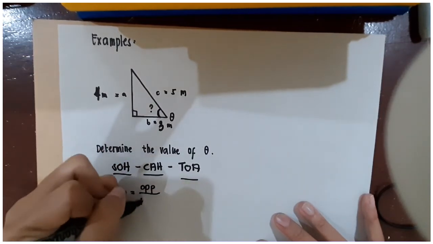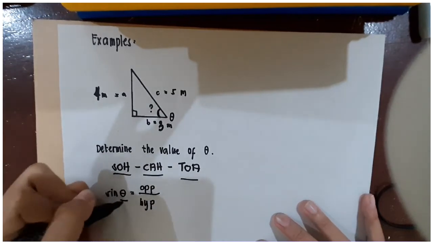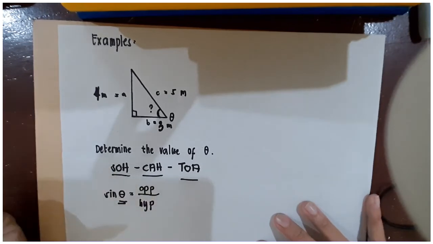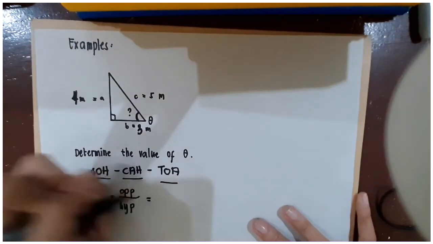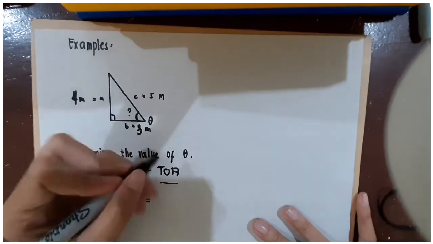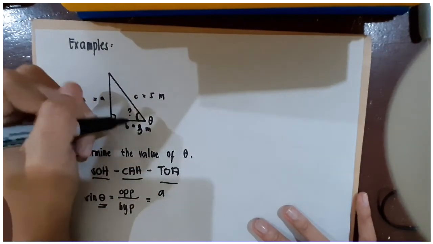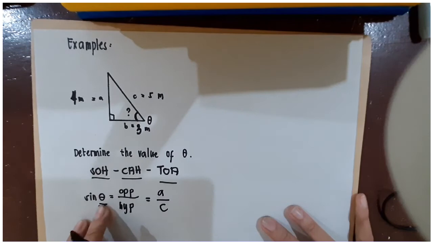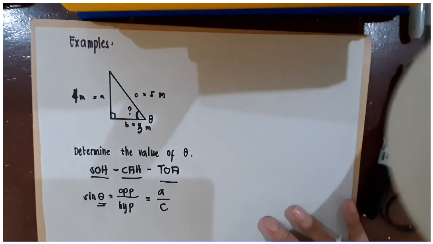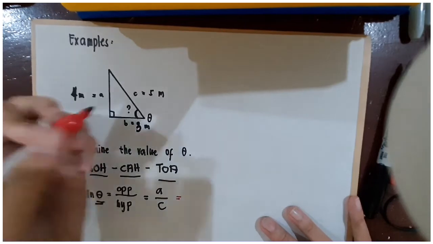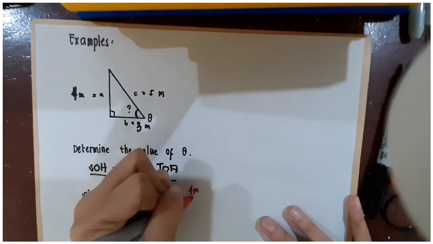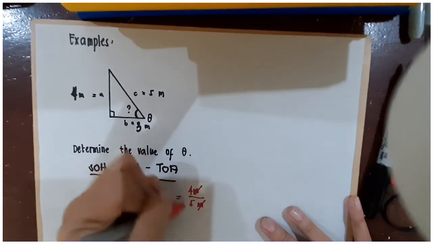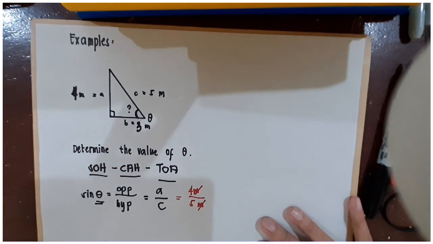Okay. So first, let's try with sine, opposite over hypotenuse. Okay. So this is always your angle. Here we will place the angle beside sine. Okay. Your opposite side, opposite of theta here is A. The hypotenuse here is C. So you have now sine theta is equal to A over C. Okay. Your A is 4 meters over 5 meters. So the meters here will cancel out. Basically, these numbers have no unit. So we have 4 over 5.